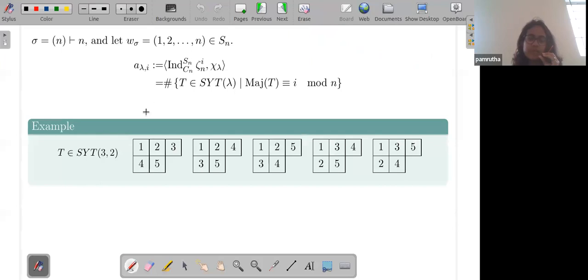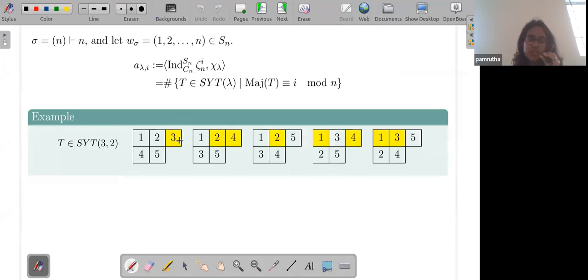Let me explain this with our example. This is all the possible standard Young tableaux of shape 3, 2. Now, we need to find the major index of each of them, so where is the descent occurring? Here we have a descent in 3, here we have descents in 2 and 4 because 3 and 5 appear below. Here we have a descent only in 2, here we have descents in 1 and 4, and here we have descents in 1 and 3.